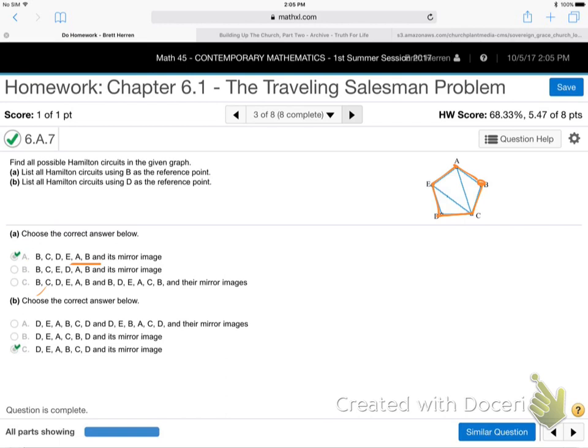What's wrong with the other answers? They must have a bogus connection. Let's see. B, C, E. Can you do that? B, C, E. Yeah, that's okay. D, A. D, oh, no, you can't go D to A. See, that's made up right there.